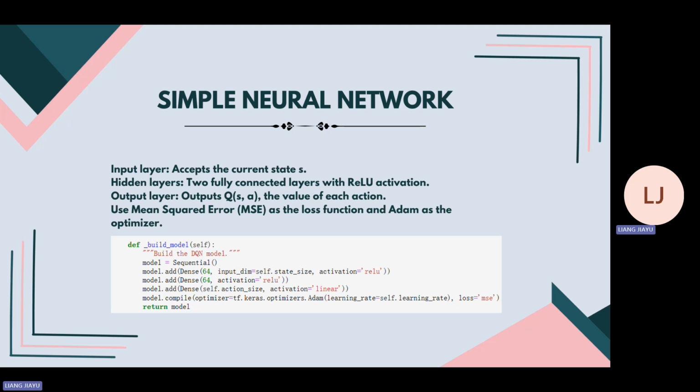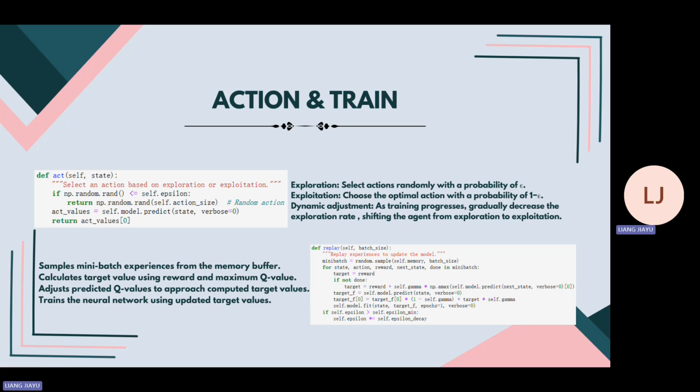the loss function. The act method selects actions based on exploration or exploitation. If a random number is less than or equal to epsilon, a random action is chosen. Otherwise, the action with the highest predicted Q value is selected.